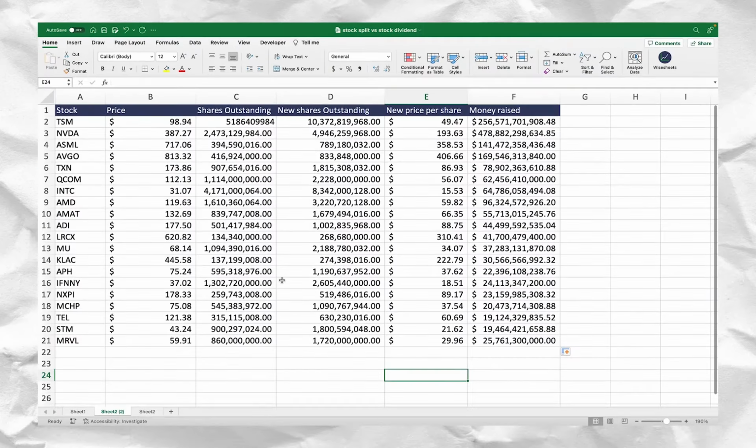And if you stay until the end of the video, I'm going to share with you different ways that you can use to be able to track dividend payments on your spreadsheet.